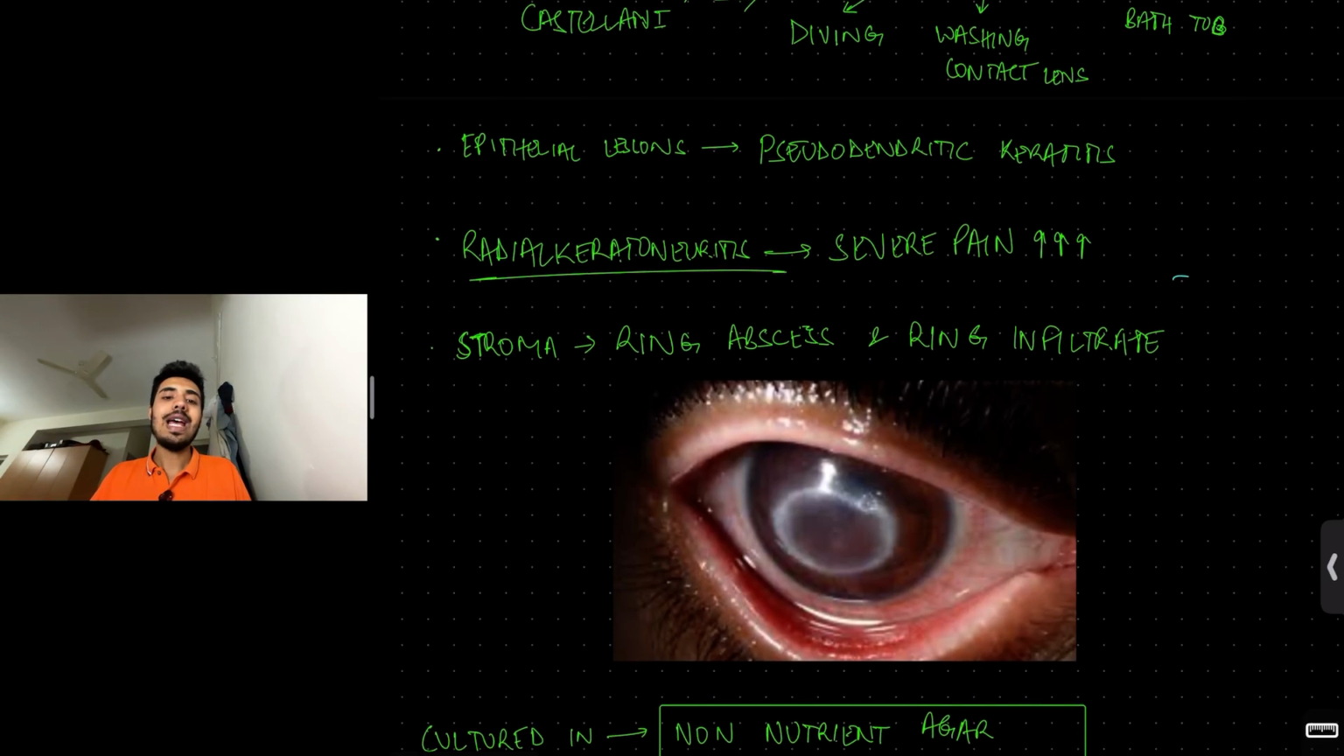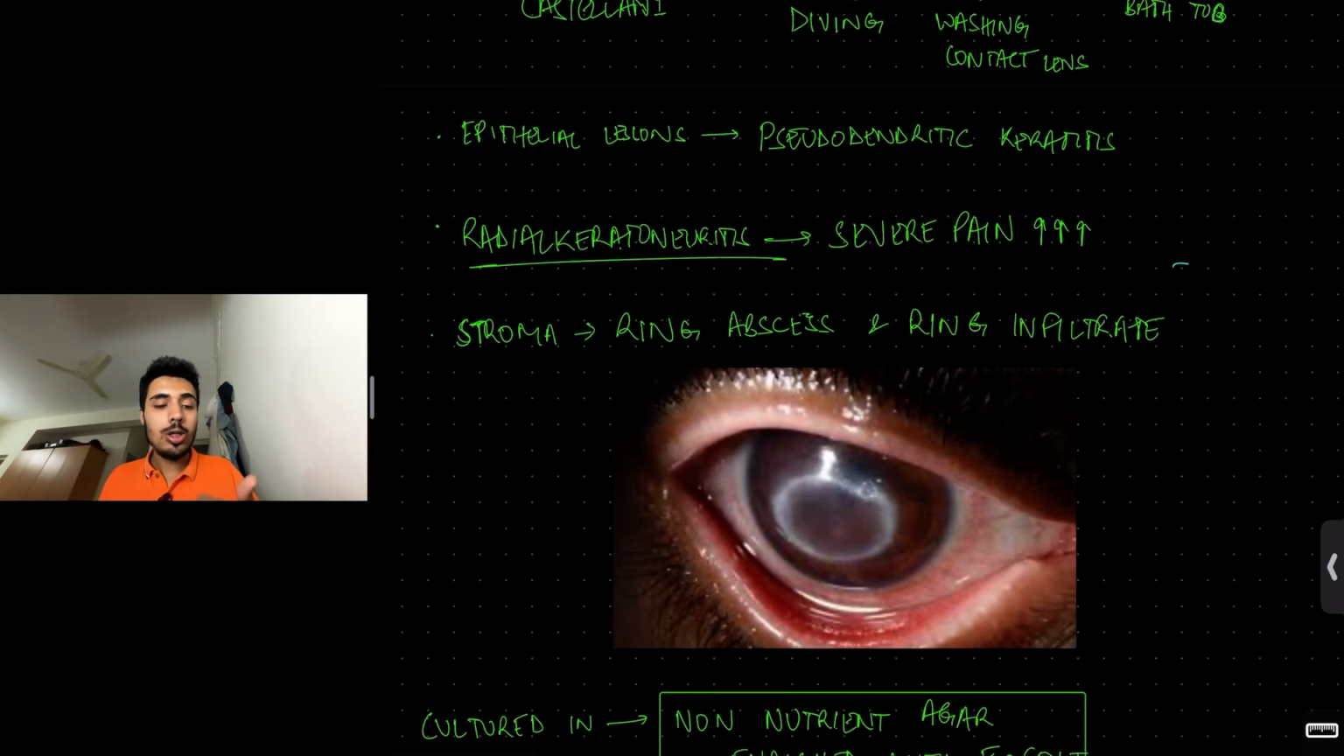Then some characteristic lesions. Here also you will have pseudodendritic keratitis. What is pseudodendritic keratitis? You have zigzag lesions on the cornea with tapering ends. It is pseudodendritic. True dendritic is in herpes simplex virus. Pseudodendritic is in Acanthamoeba keratitis and herpes zoster ophthalmicus.